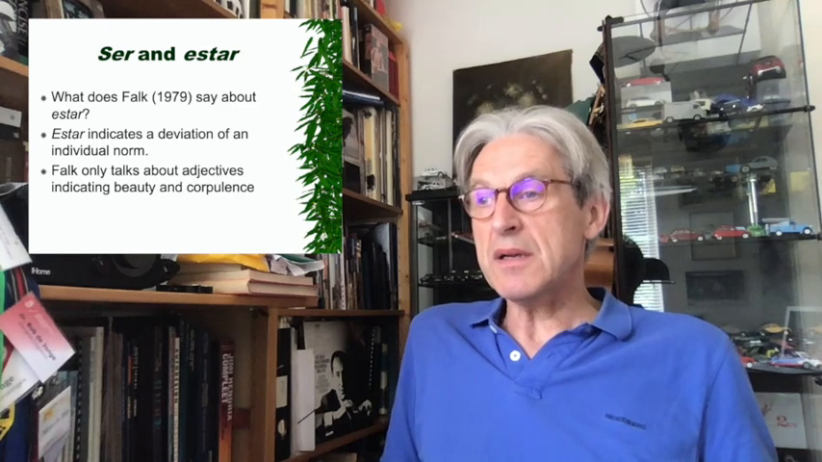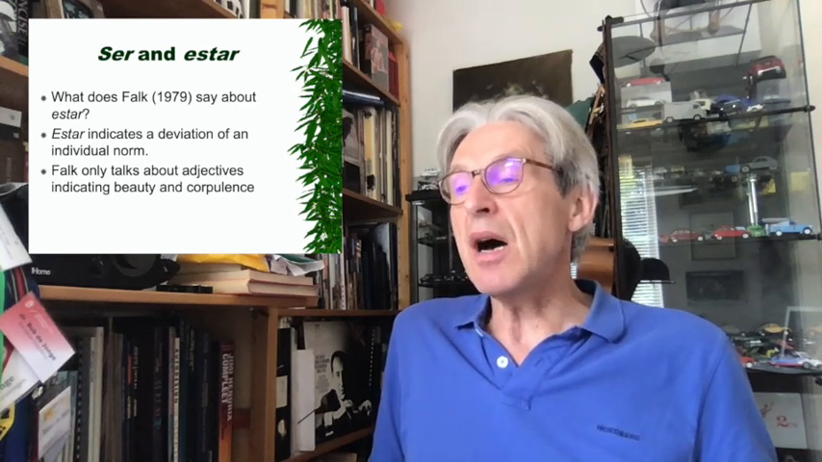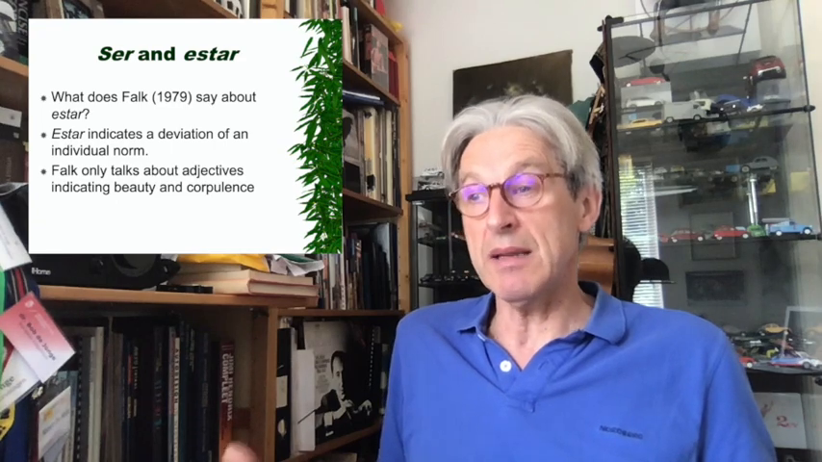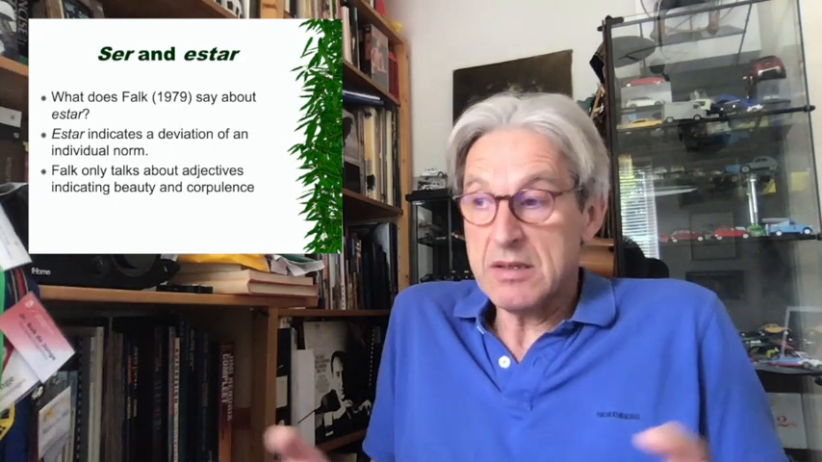Now, what does Falk say about estar? Estar, according to Falk, indicates a deviation of an individual norm. So first we had a general norm established by a speakers community, and now we are talking about a deviation of an individual norm. And again, as I said, Falk only talks about adjectives indicating beauty and corpulence, so he's comparing the individual with previous or other phases of this particular individual.